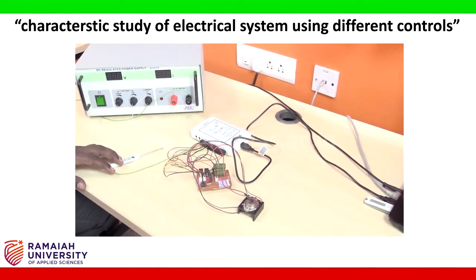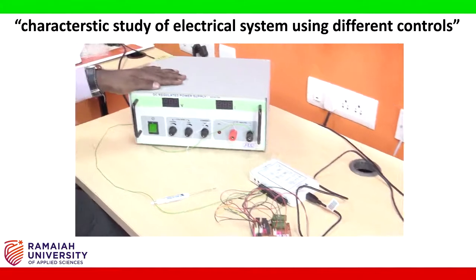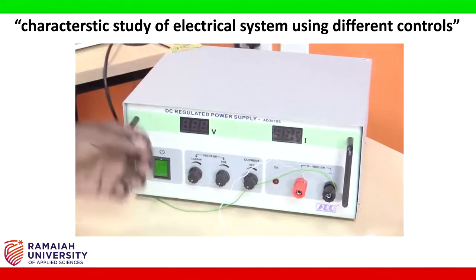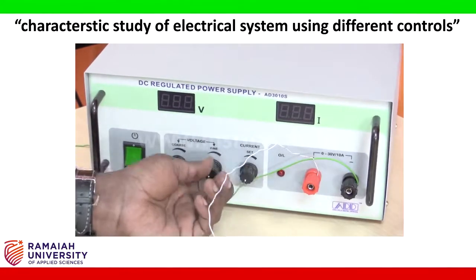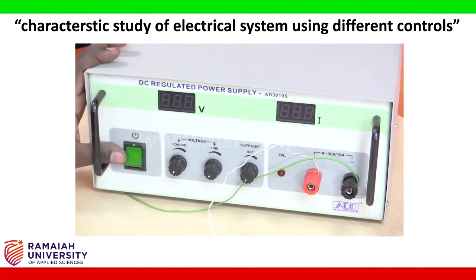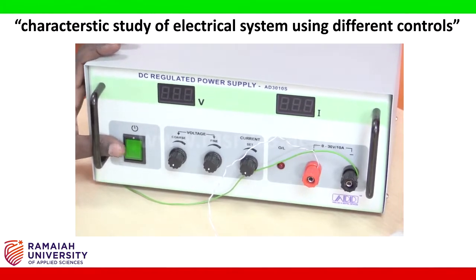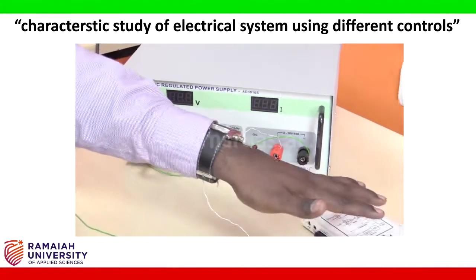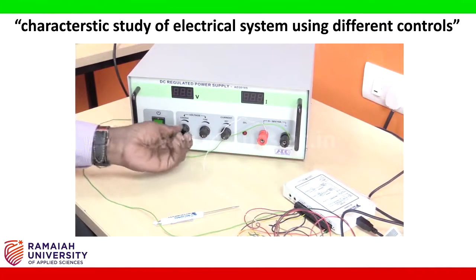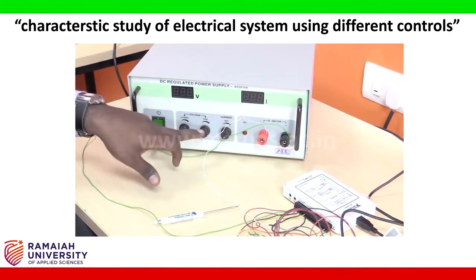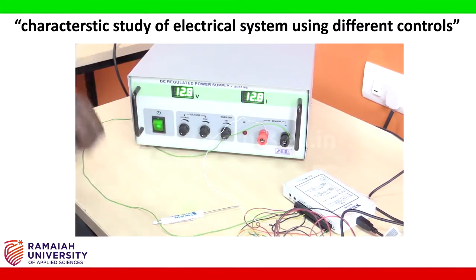Now we'll start our experiment. Before switching on the DC regulator power supply, make sure all the knobs are in the minimum position. Any fluctuations before switching on may damage your circuit. So in order not to damage your circuit, make sure all these knobs are in the minimum position. Once the knobs are in the minimum position, just switch on the power supply using this.